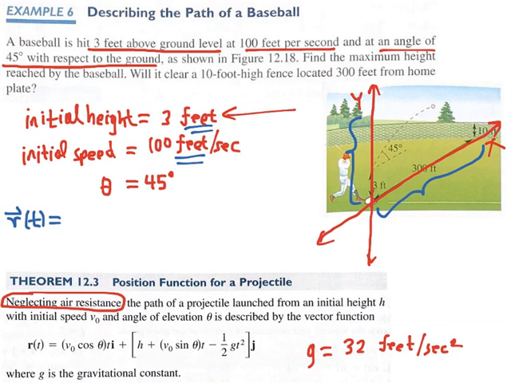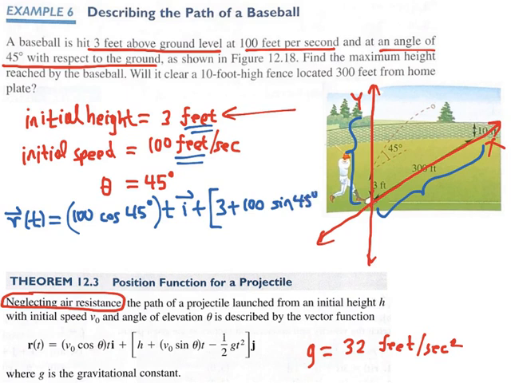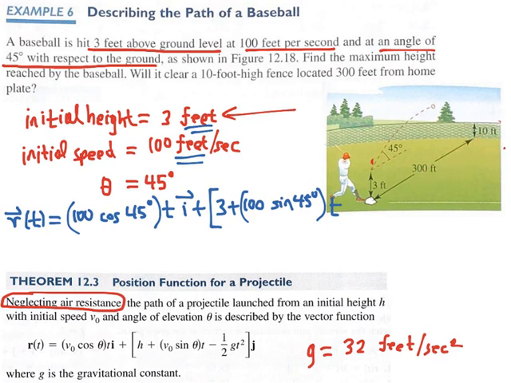So we're going to have v naught, which is 100, times cosine of theta, cosine of 45 degrees, times t, times i, plus h, which is 3 feet, plus v naught, which is 100, times sine of theta, sine of 45 degrees, times t, minus 1/2 times 32 times t squared, multiplied by the standard unit vector j.